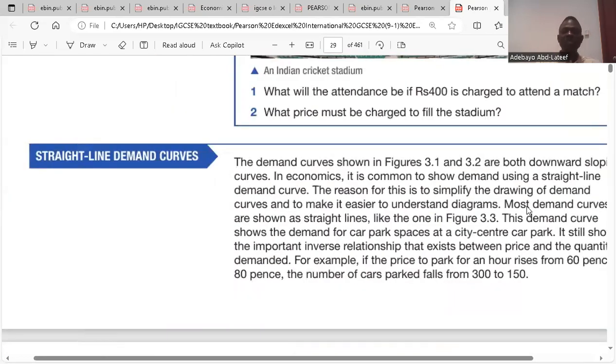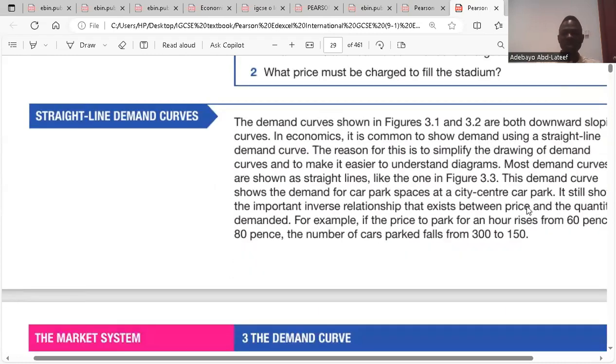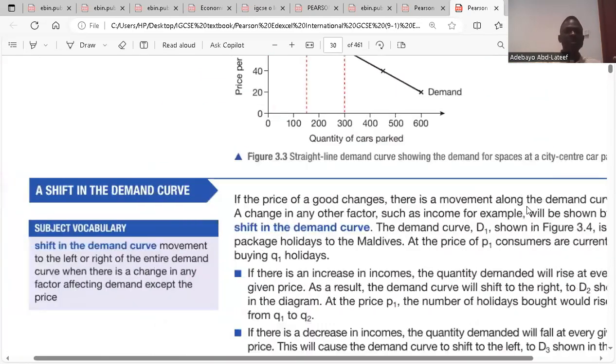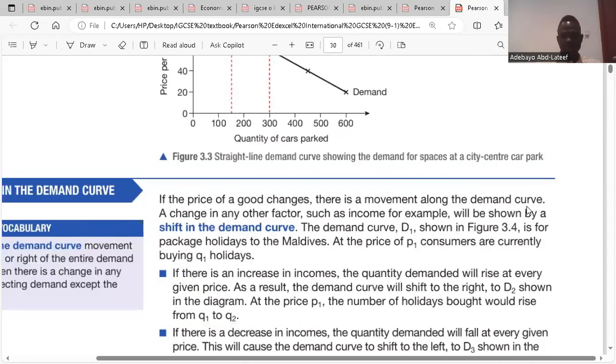So we'll go to the shift straight line demand curve. For that, it's just about how the curve is a straight line. So there is movement along the demand curve. I think that is clear. Yeah. Now we'll go to the shift in the demand curve. Are you there?